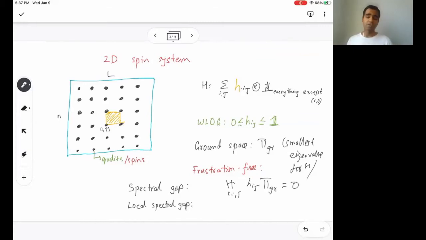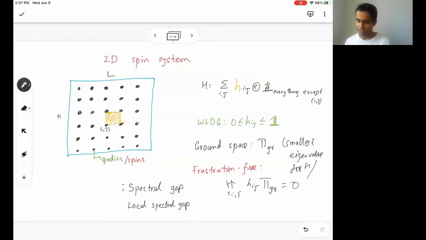Computer scientists could think of this as a satisfied instance of a constraint, a quantum constraint satisfaction problem which is satisfiable. That's an example of a frustration-free model.